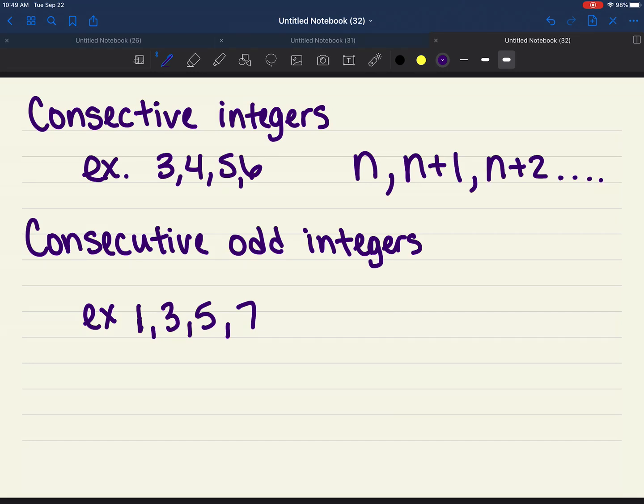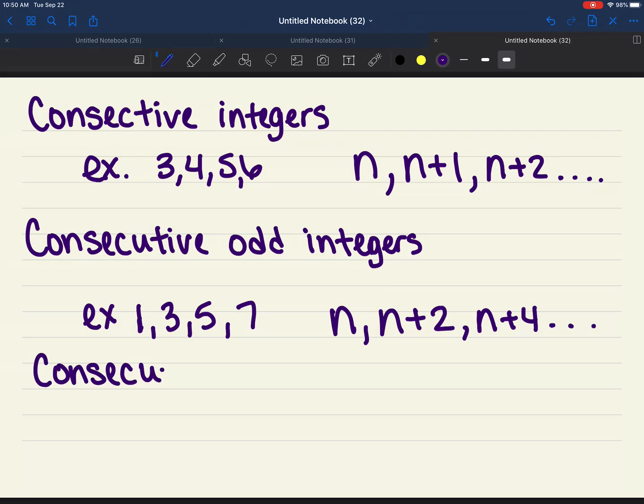Okay? Now, same thing. If I didn't know what the first one was, I'm going to call it n. Now on this, how would I skip from the first one to the next one? Plus 2. N plus 2. What about to the following? Plus 4. N plus 4. Okay? And so on, depending on how many you want. Psi, give me an example of consecutive even integers.